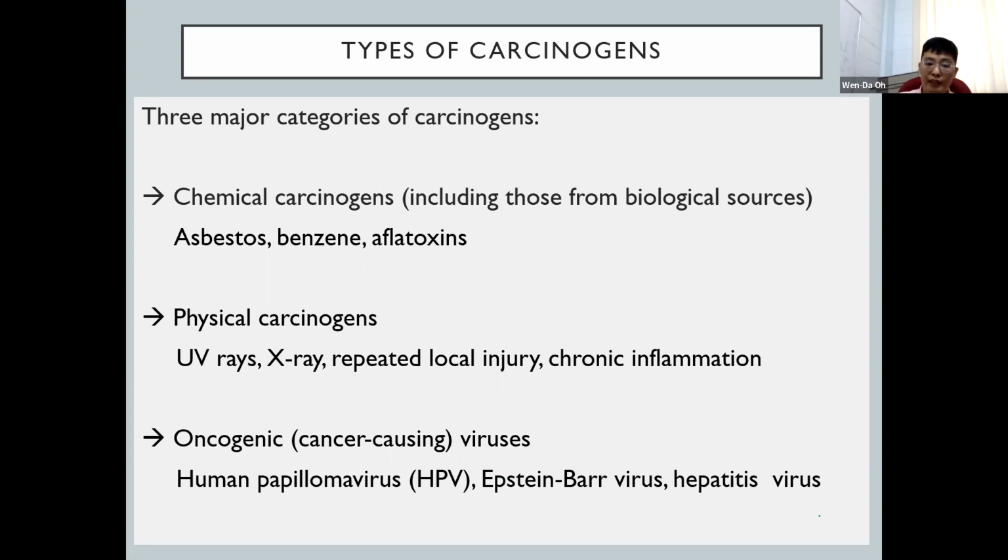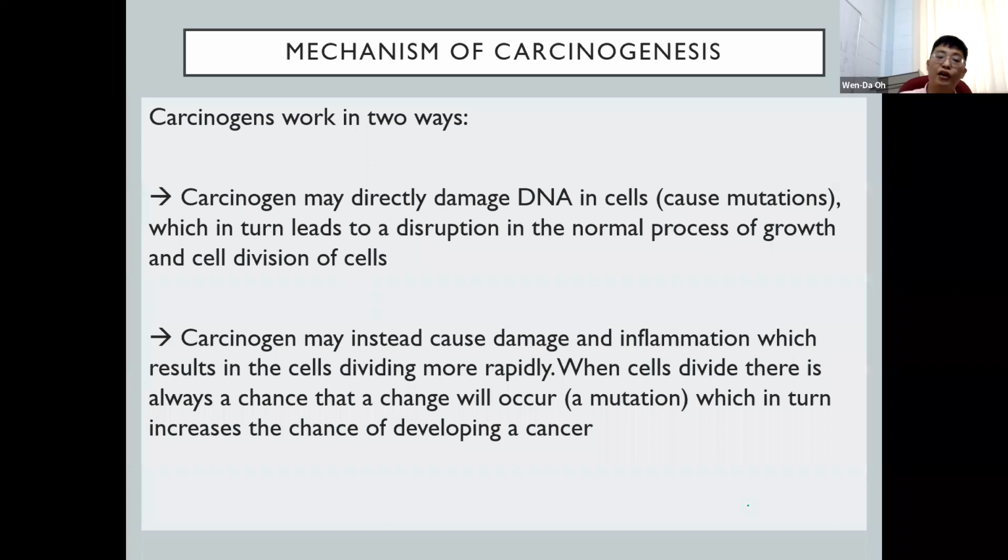You also have the hepatitis virus and all these viruses. They are considered as oncogenic viruses, which can cause cancer. Right, two different ways, as I mentioned. One is it can directly damage DNA. The other one is it can cause damage and inflammation, resulting in cell division. Right?